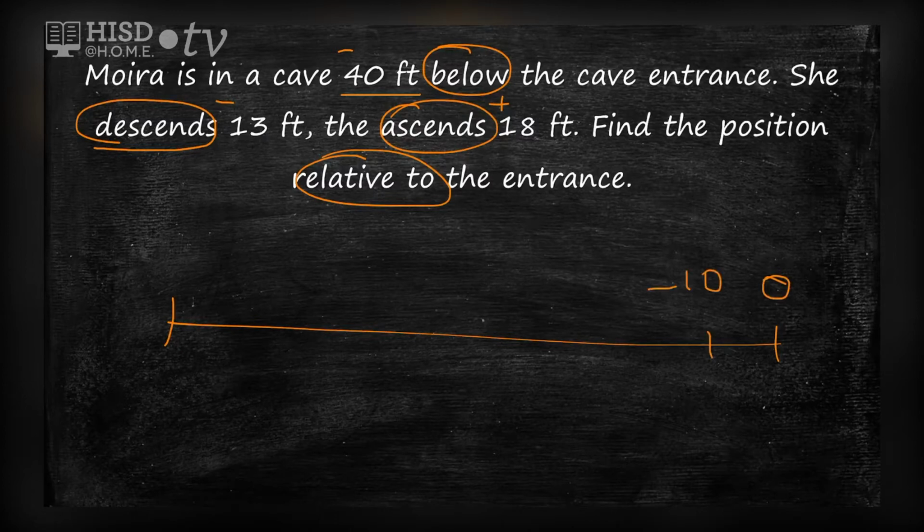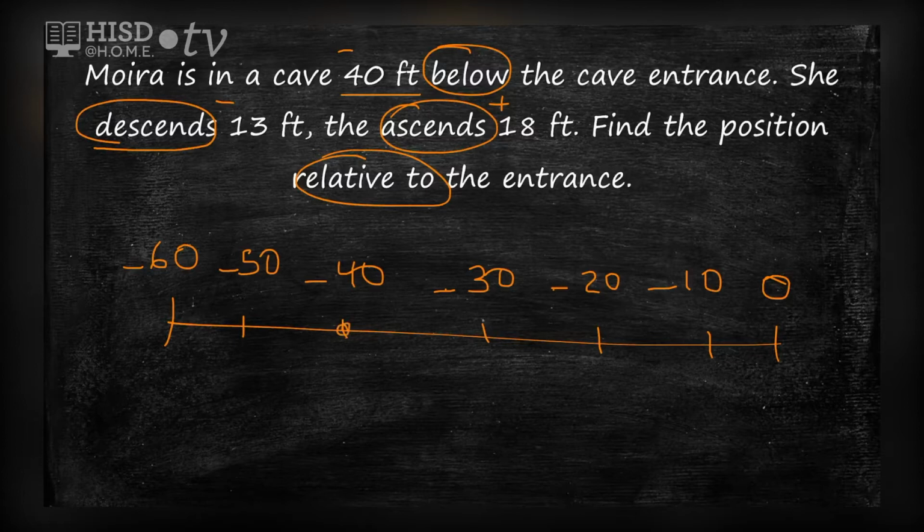Then this is going to be -10, -20, then -30. We're going to have -40. We're going to have -50 and -60. And let's see how this goes. We're going to start at -40.